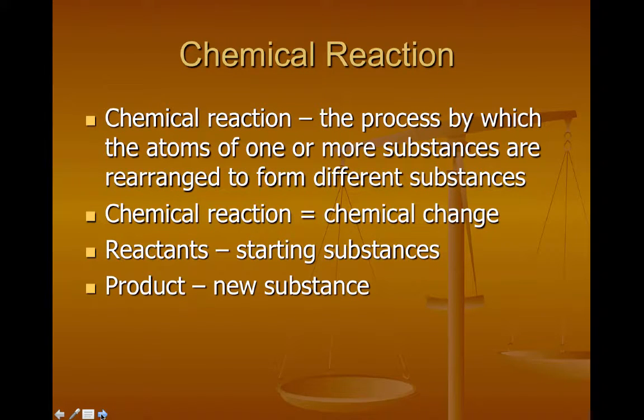A chemical reaction is defined as the process by which atoms of one or more substances are rearranged to form different substances. A chemical reaction leads to a chemical change. Reactants are the starting substances, and they are found on the left side of the chemical equation. The products are the new substances that are formed through the chemical reaction and are found on the right side of the yield sign or the arrow.